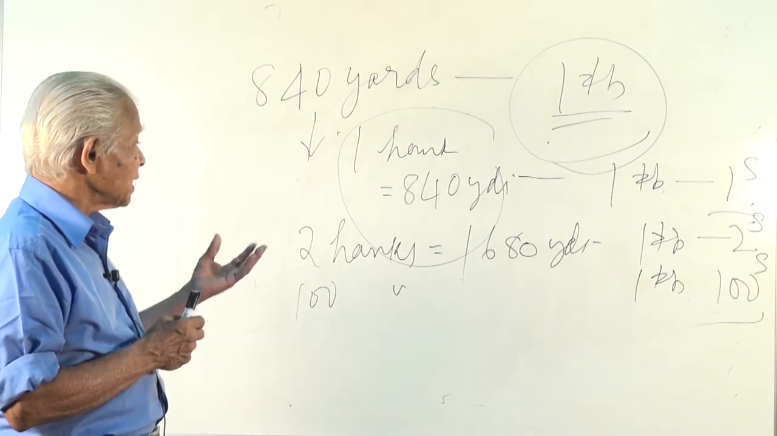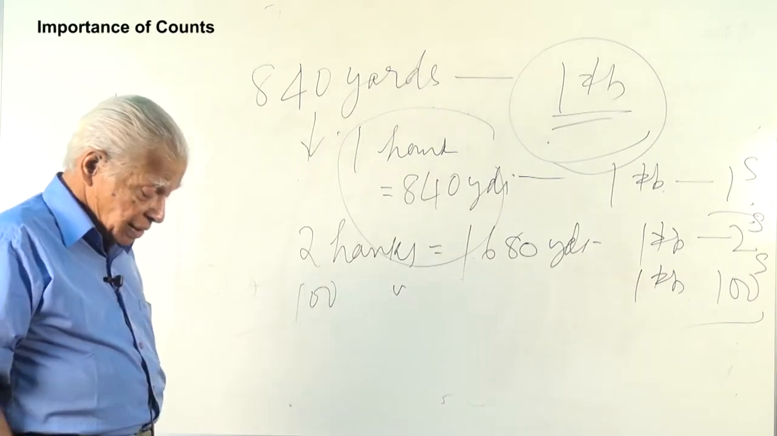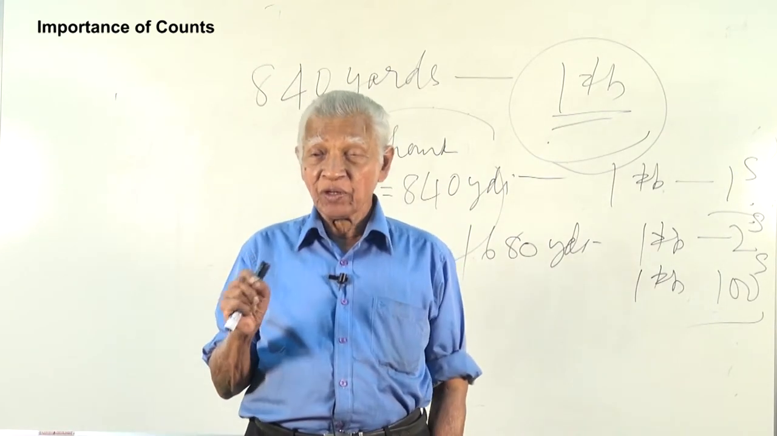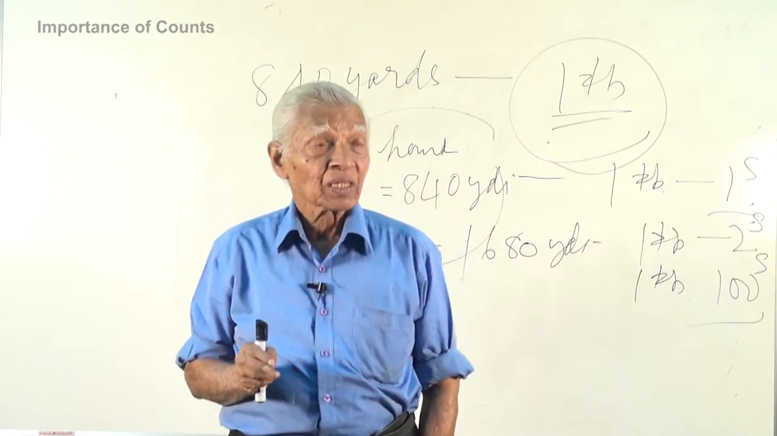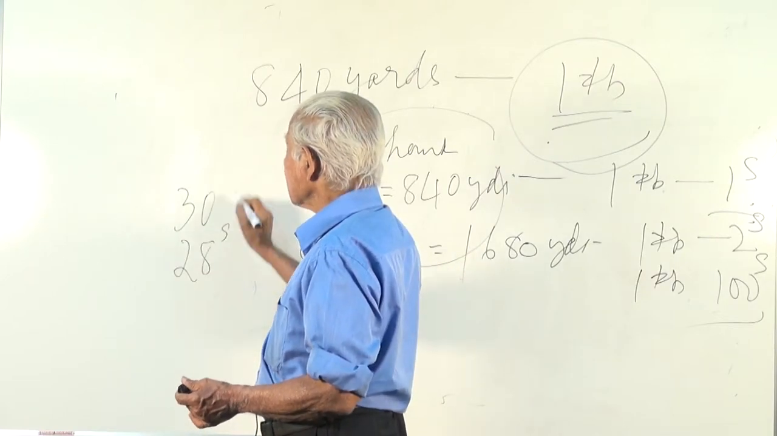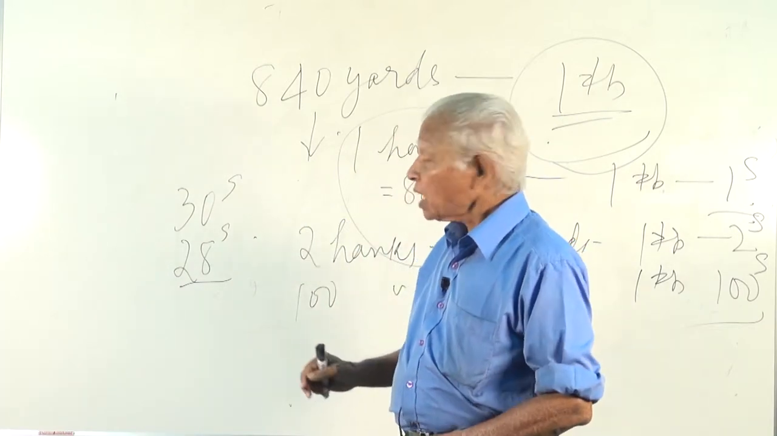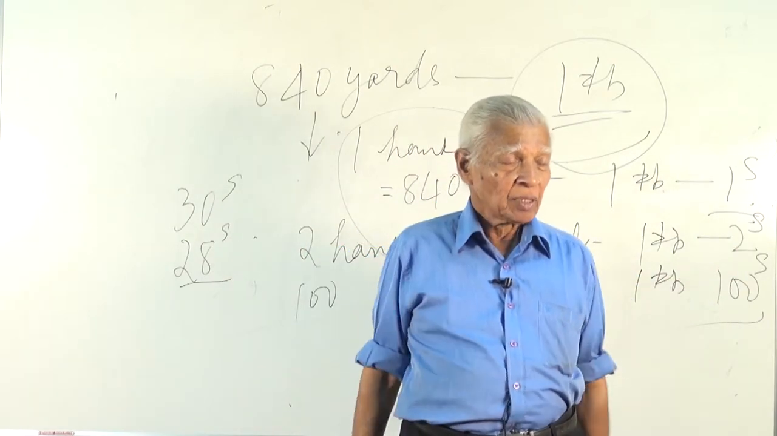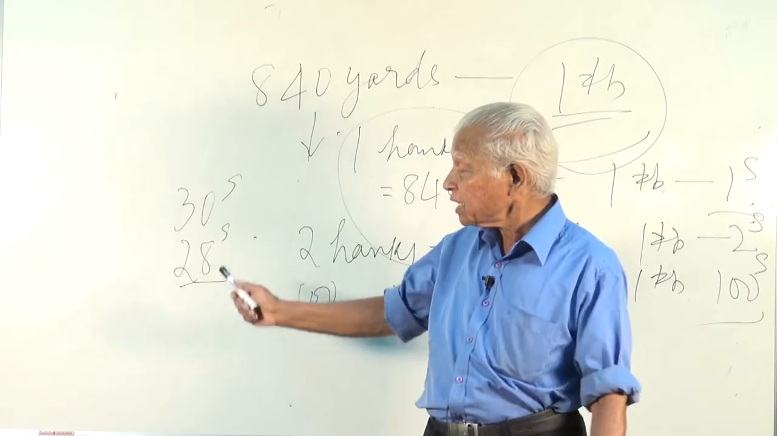So a 30s yarn means that there are 30 into 840 yards in 1 pound, 30 hanks in 1 pound. Now what is the importance of this count and why it should be mentioned or it should be produced according to that number? There is a very good example I will give you. Suppose there is a count 30s and another count 28s. If you start making fabrics out of these two yarns, undoubtedly this 30s yarn will give a longer length compared to 28s, because the amount of yarn which 28 contains is 28 into 840. Here it is 30 into 840, much more than this one.